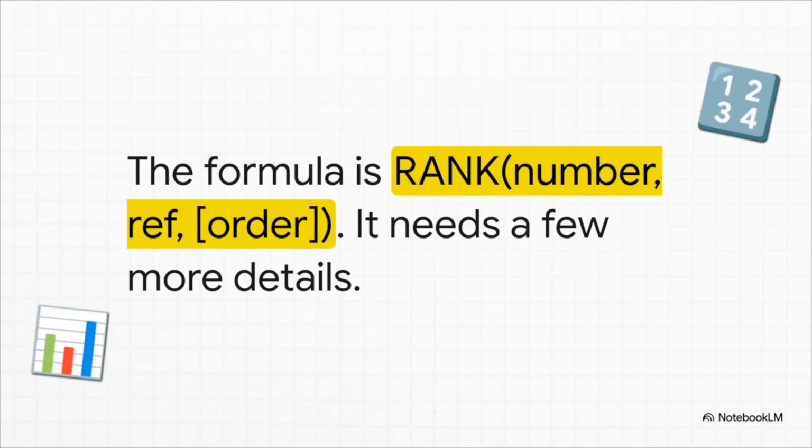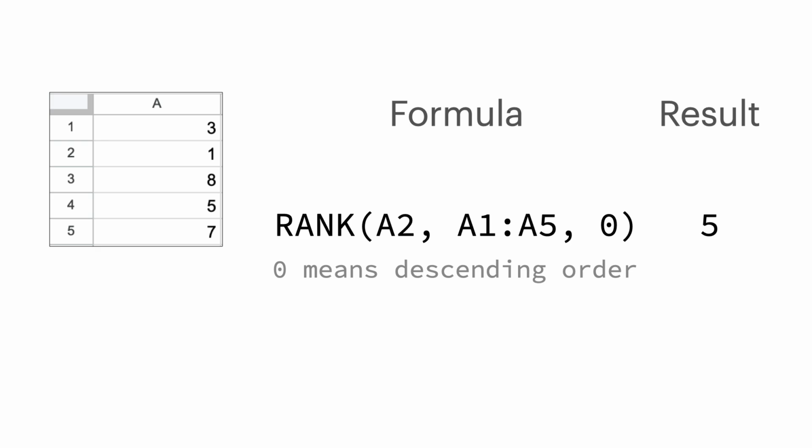Now this one has a few more parts, but it's totally logical. First, you tell it which number you want to rank. Then, you show it the entire list it's competing against. And finally, you tell it the order. Do you want the biggest number to be ranked number 1? So let's break this one down. The formula is basically asking, what is the rank of the number in cell A2 when you compare it to this whole list from A1 to A10? And that little 0 at the end? That's just an instruction telling it that yes, the highest value should be number 1.